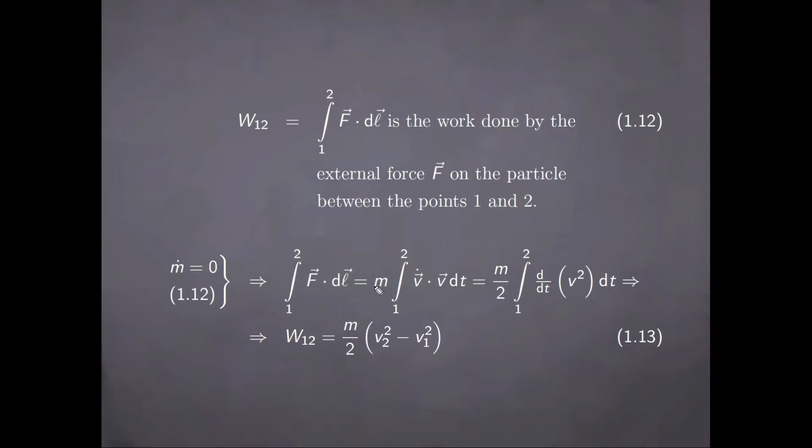F is just the product between mass and acceleration, and the line element can always be written as the product between the velocity vector and a differential of time. As such, the integrand here is simply 1 over 2 multiplying the total time derivative of v squared, and then the integral simplifies to the product between mass over 2 times the difference in squares between the velocity at the endpoints of the path.